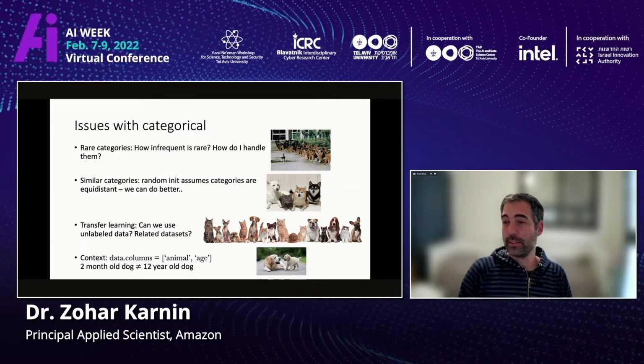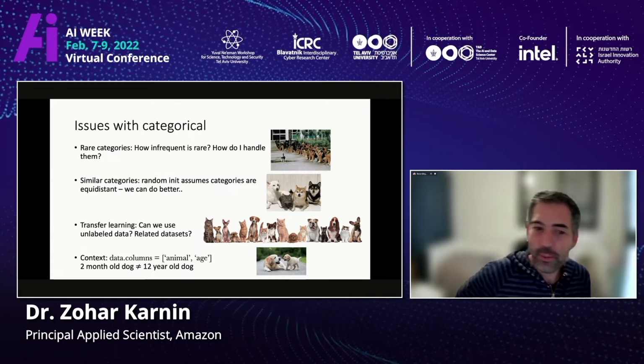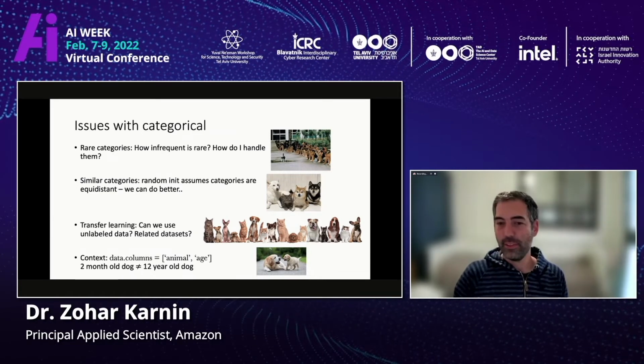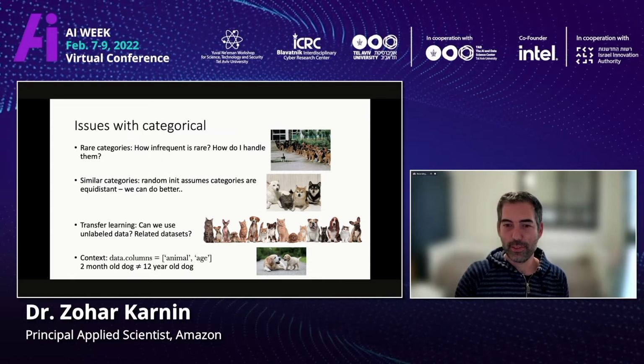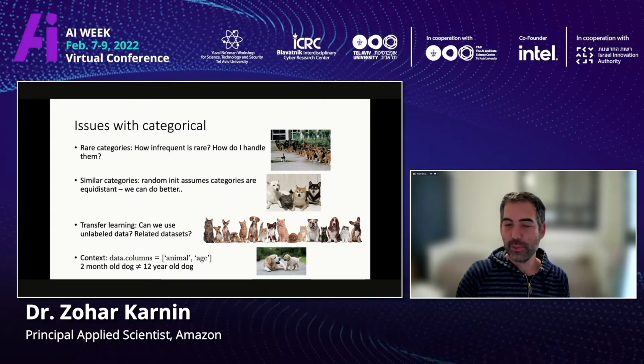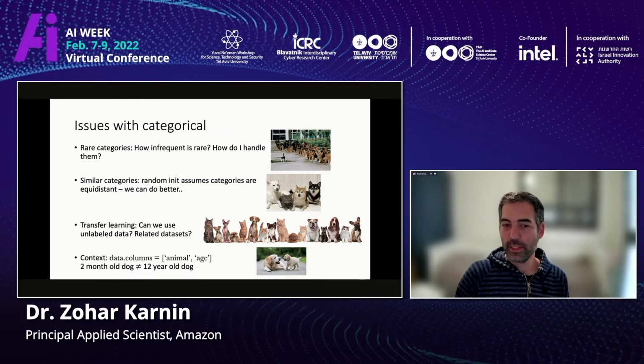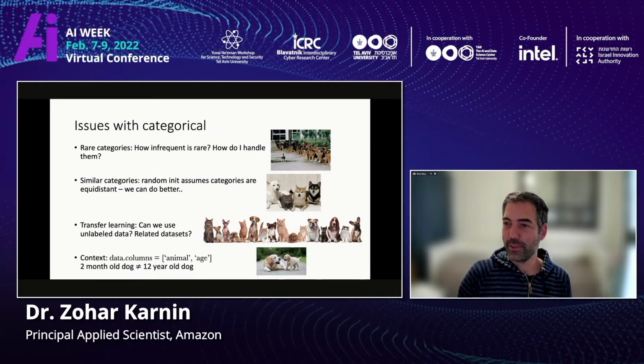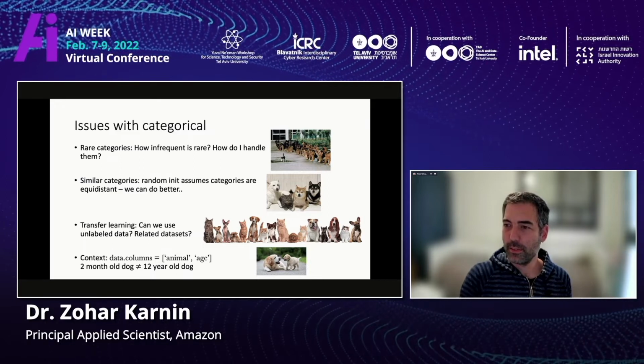And finally, context. In a toy example, I have an animal and age in my data set. Can a puppy, a 2-month-old dog, have a different embedding than an older, 12-year-old dog?